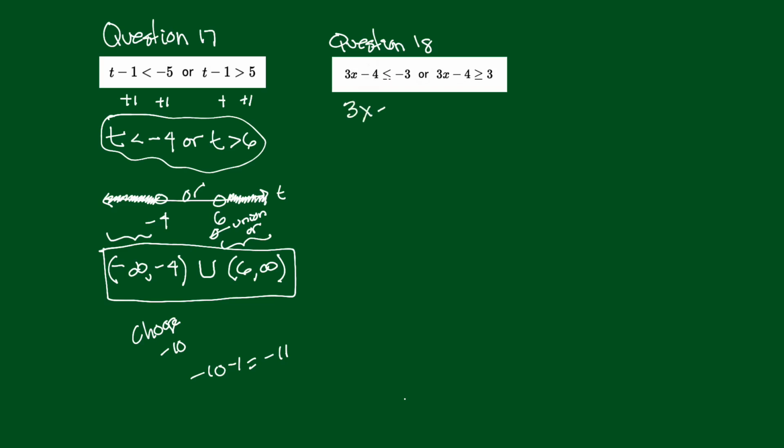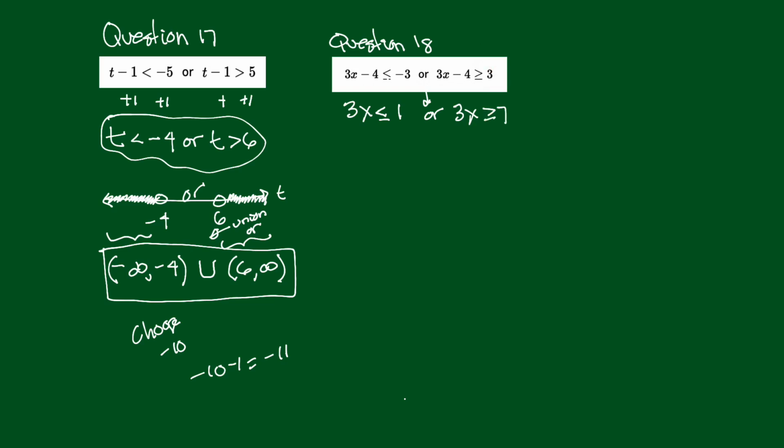3x less than or equal to, now add 4, right? I'm adding 4. So -3 plus 4 is a 1. Or, now on the right side, add 4. So we'll get 3x now, right? -4 plus 4, that's gone. And then over here, I'm adding 4. So 3 plus 4 is 7, greater than or equal to 7.